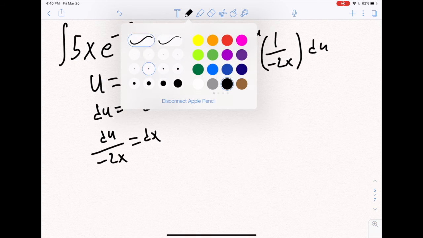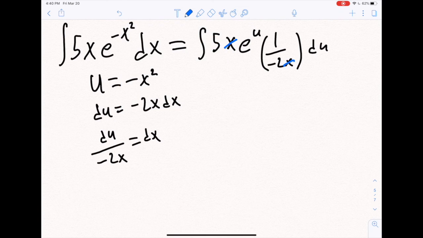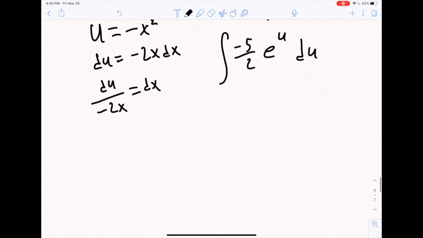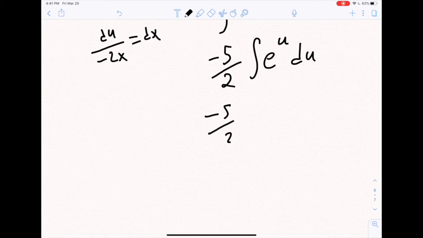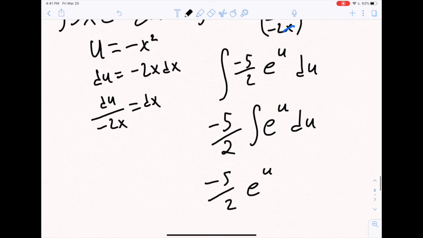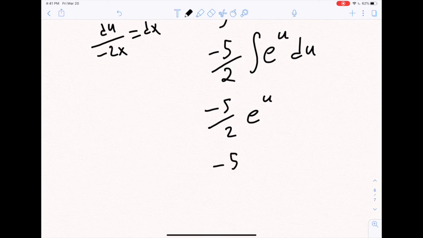Now here, because we have this multiplication, this x and this x cancel out, and so we end up with the integral of minus 5 over 2 times e to the u du. But we can pull a constant out, so we have minus 5 over 2, the integral of e to the u du, which is minus 5 over 2 times e to the u. But remember, u is minus x squared, so it's minus 5 over 2 times e to the minus x squared plus a constant c.